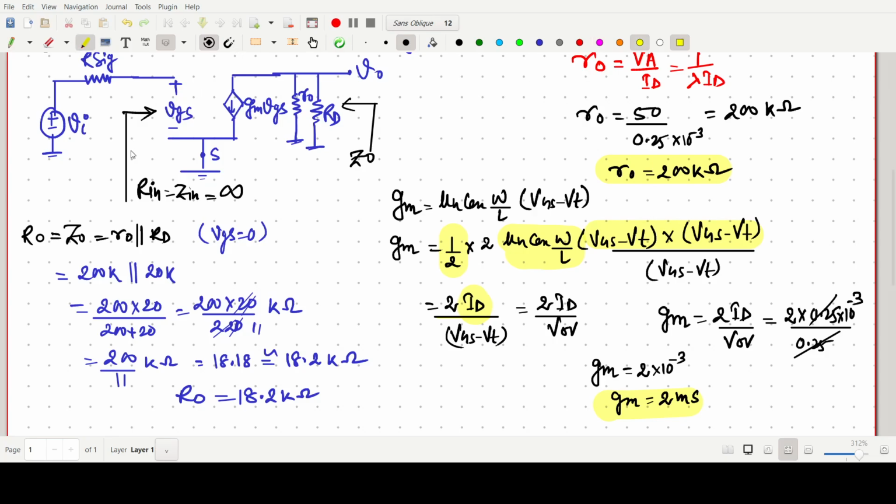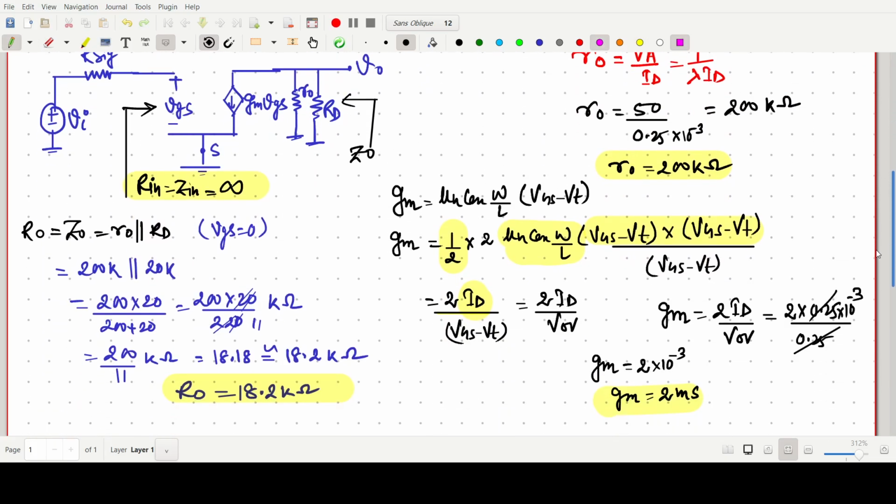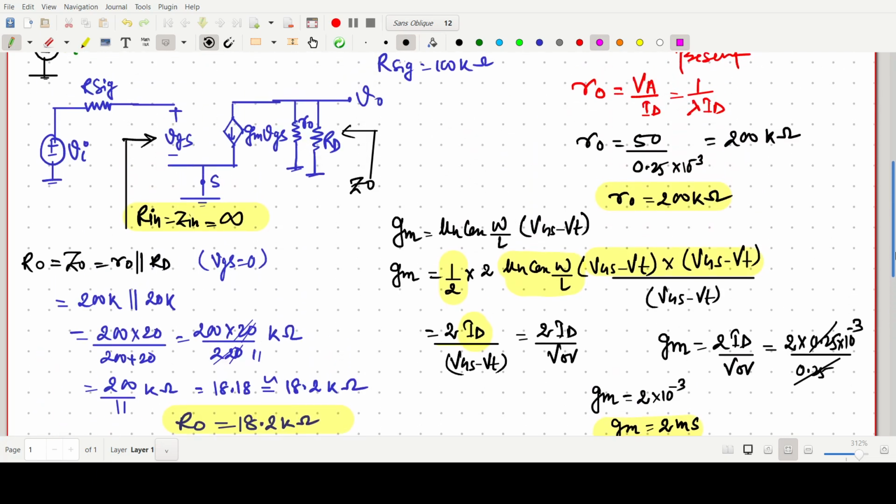Okay, so this one is an important result. Zin is known to us. Now this one is also known to us, R0. Now we have to find the AV. This we have already found. Now AV0 we have to find, without load. AV0, that is our V0 by Vin. We can say V0 by Vin we have to find.